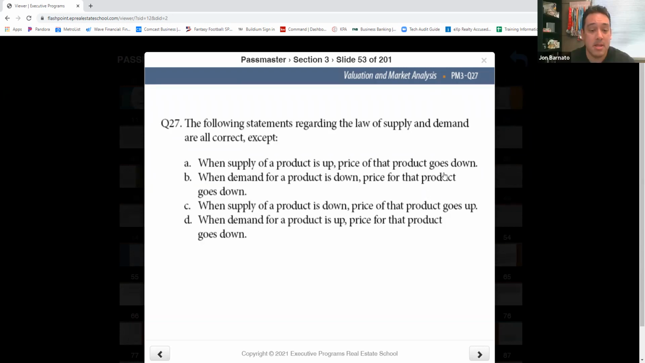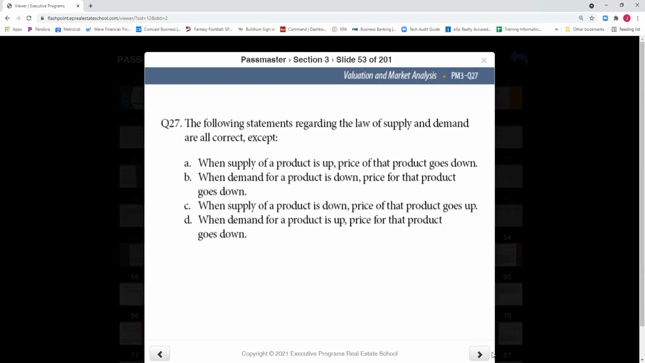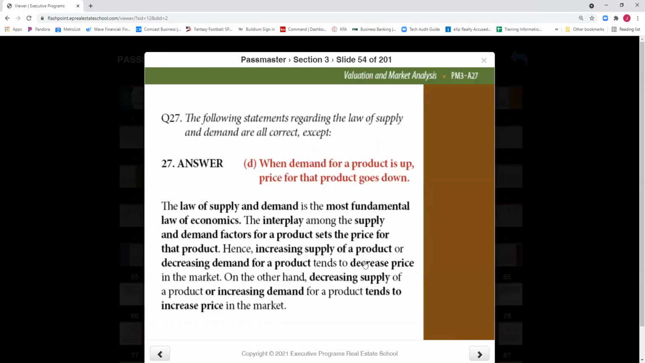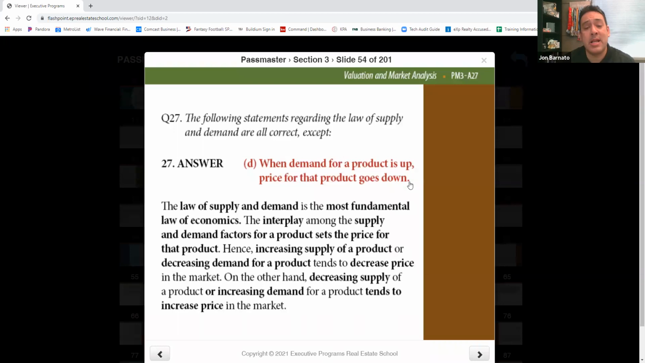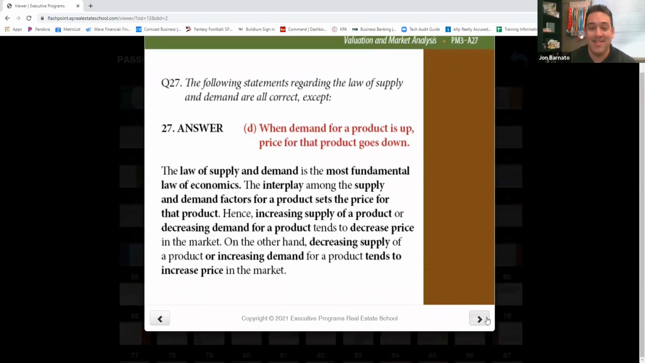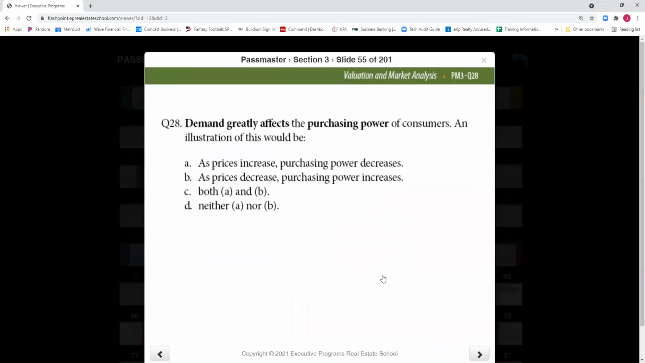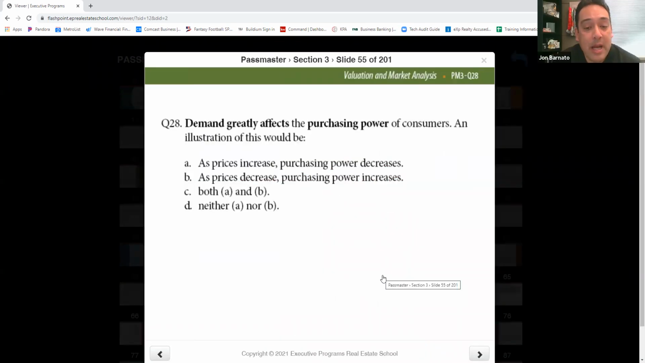Anyone else? What do you say? D. D? Yeah, D. Correct is D, because when the demand for a product is up, the price does not go down, it goes up. Like lumber. Demand greatly affects the purchasing power of consumers. And an illustration of this would be what?